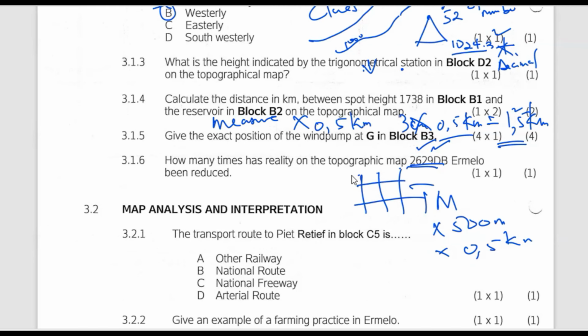Then it says how many times has reality on the topographic map MLO been reduced?